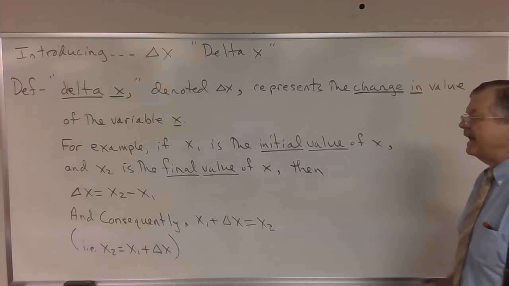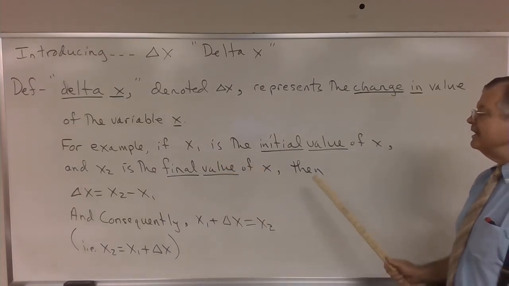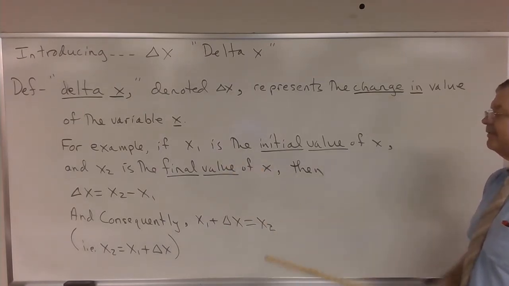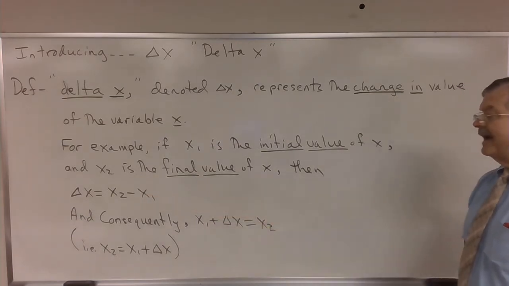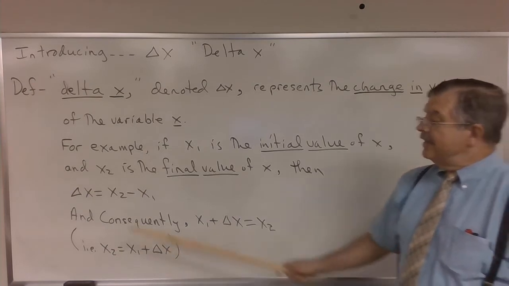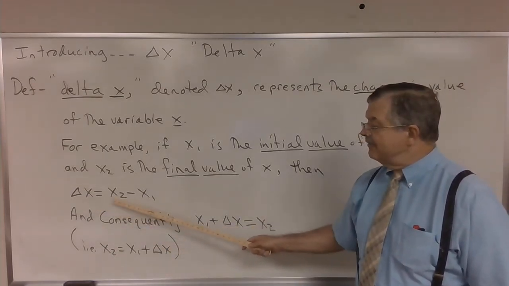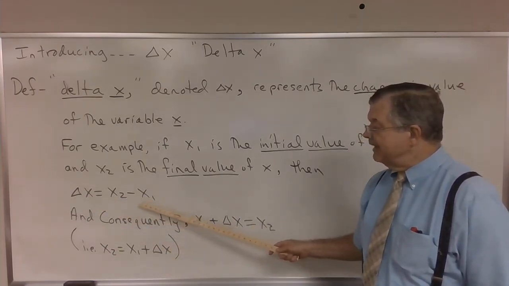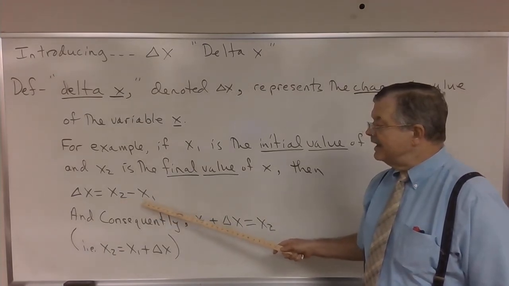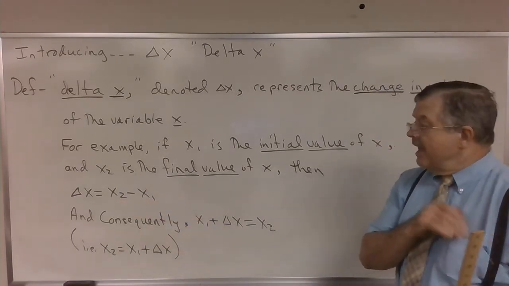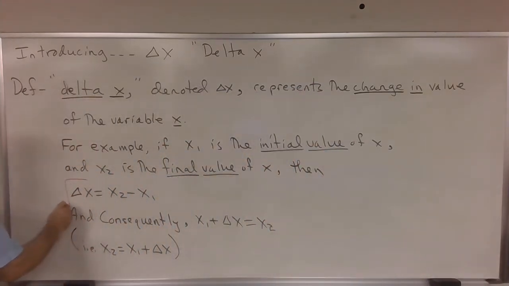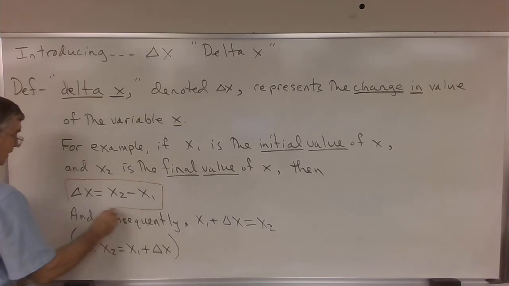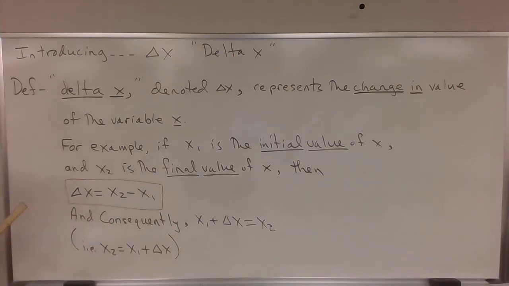And just as an example, if x sub 1 is the initial value of x, and x sub 2 is the final value of x, then the change in x is going to be the final value minus the initial value, x sub 2 minus x sub 1. And so we'll be using this relationship quite a bit. Delta x equals x2 minus x1.